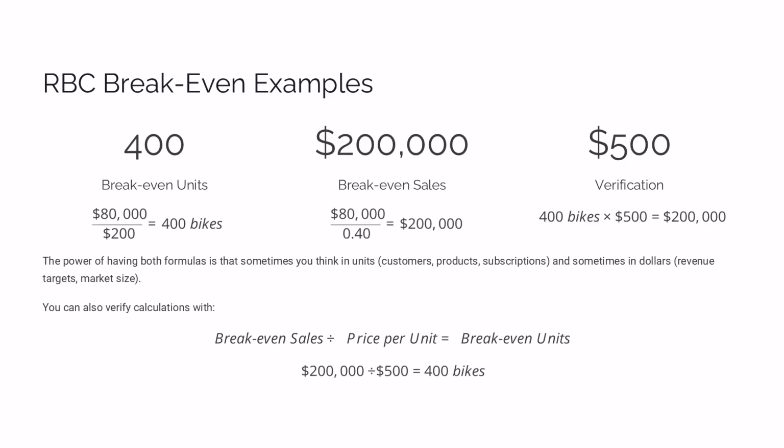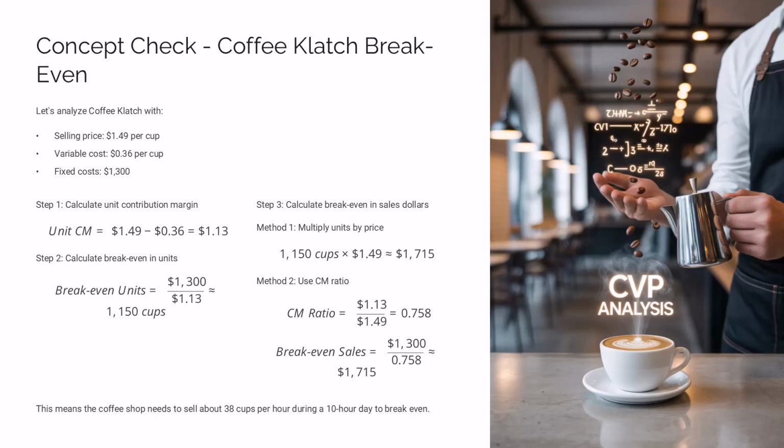When Disney Plus launched, they calculated break-even at $5 billion annual cost divided by 5 times 12 months equals 83 million subscribers, based on $5 billion in annual content and technology costs, and a $5 monthly contribution margin per subscriber, and hitting that break-even point in just 2 years, instead of the projected 5 years, is why Disney stock has recovered so strongly. Slide 19, Concept Check, Coffee Klatch Break-Even Mastery.